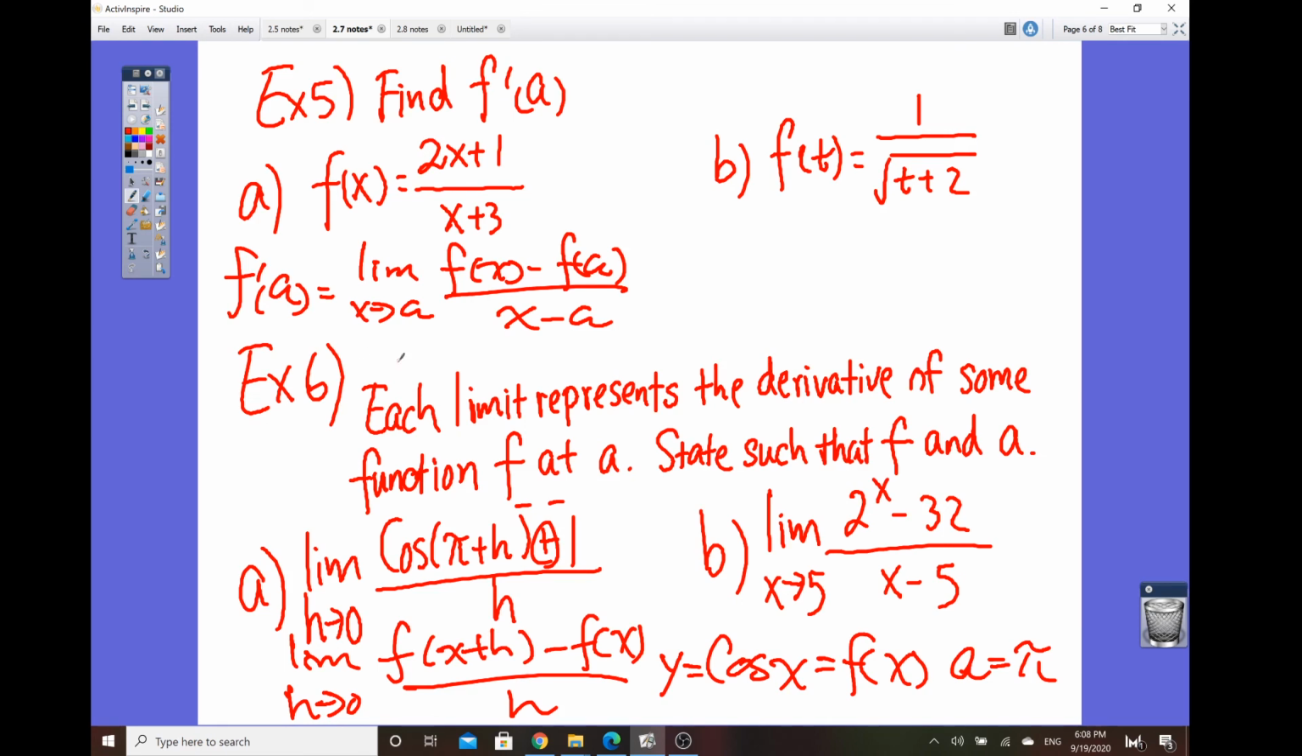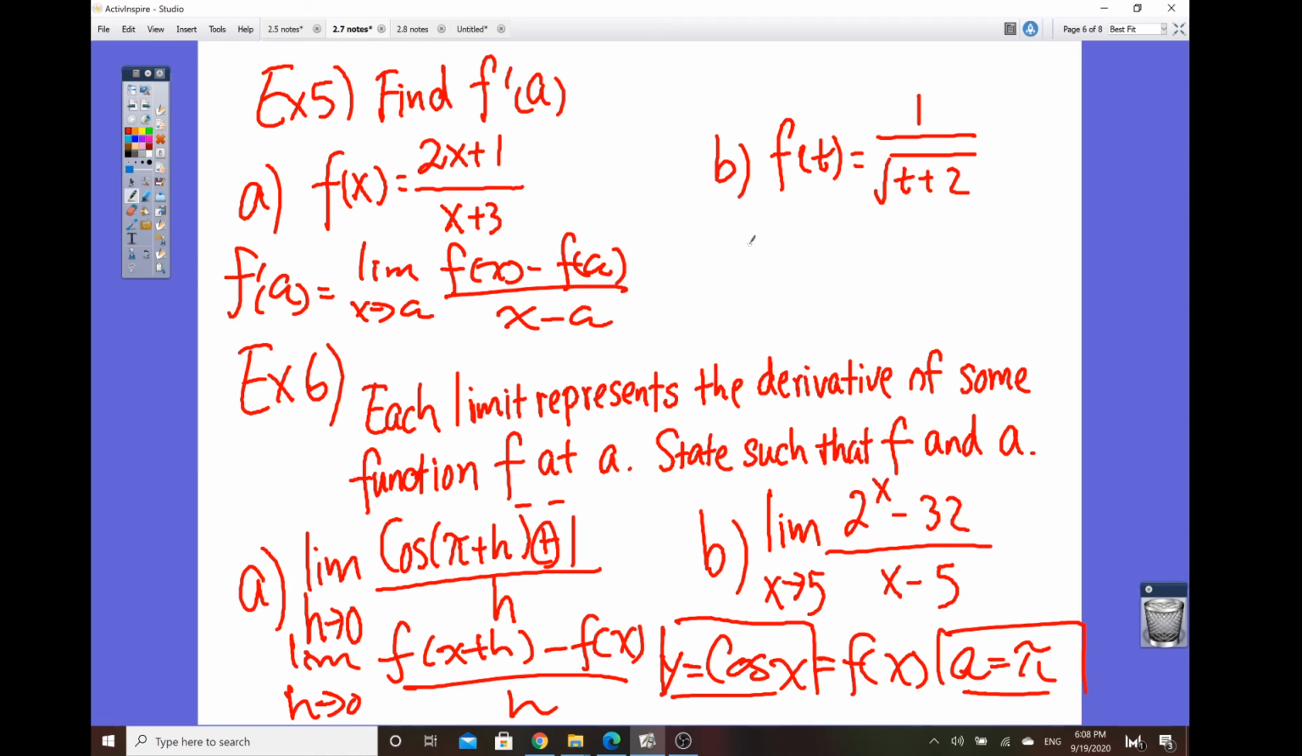Okay, so again, the derivative is given, and you want to define f and a. So for the function, we have cosine of x, and for a, which is pi. And this next one is actually easier. This one is quite obvious.